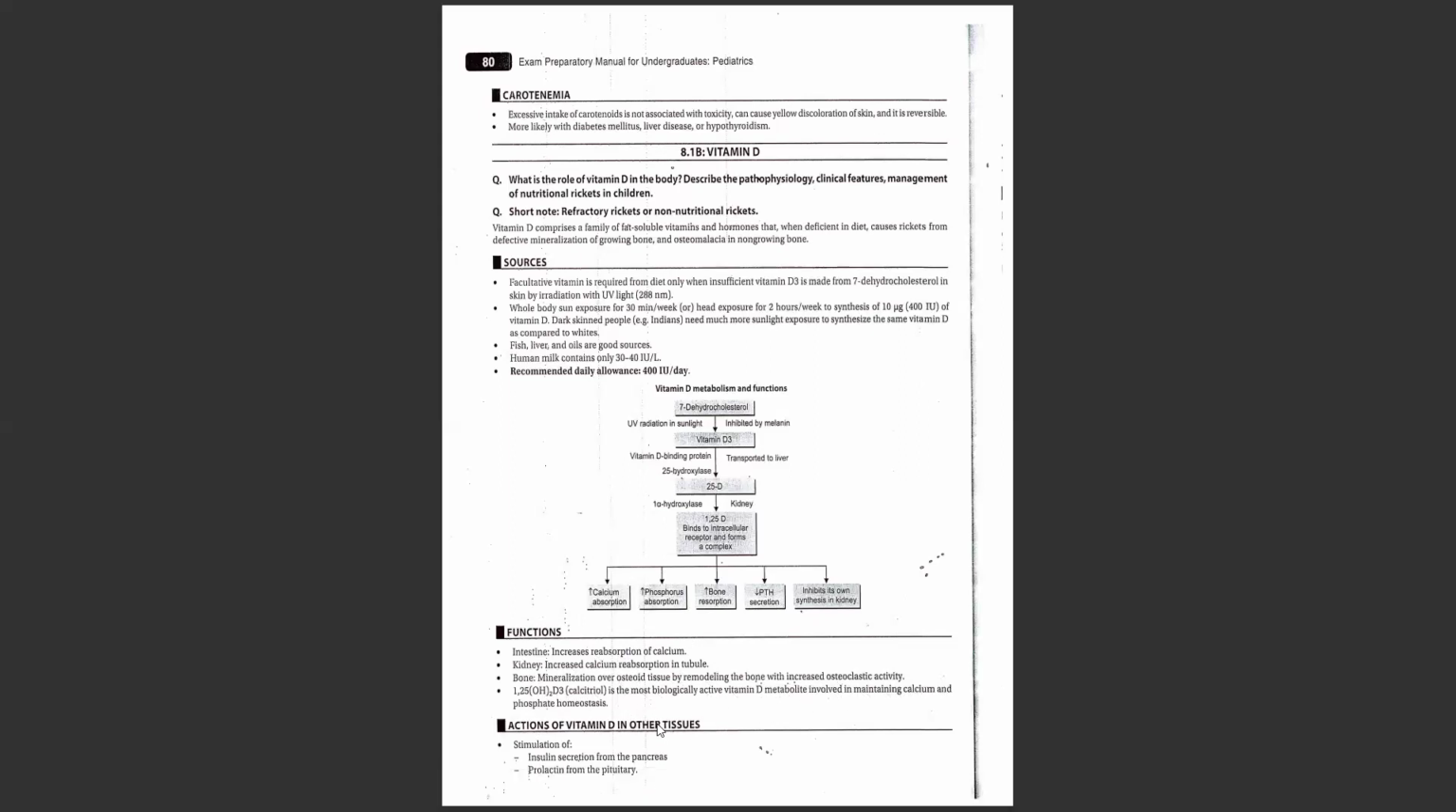Then, what are the actions of vitamin D in other tissues? In other tissues, these are the major actions: increased calcium absorption, increased phosphorus reabsorption in the tubules, increased bone resorption by activating the osteoclast, and decreased PTH secretion, which inhibits its own synthesis in the kidney.